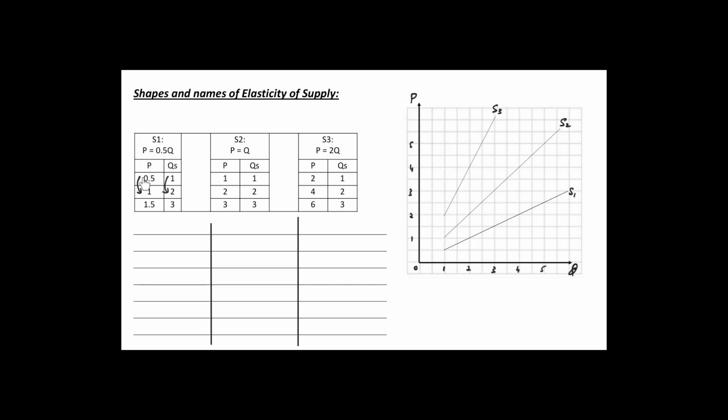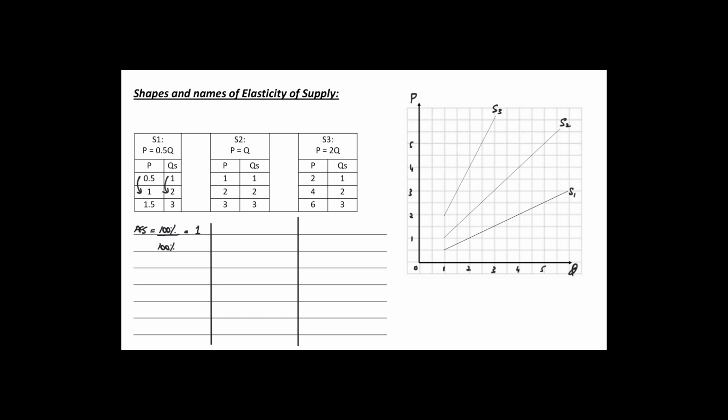So when the price increases from 0.5 to 1 and the quantity supplied increases from 1 to 2, we want to work out the price elasticity of supply. When the quantity increases from 1 to 2, that's about a 100% increase in supply. And when the price increases from 0.5 to 1, that's also a 100% increase. It turns out that the PES for the first change is equal to 1.